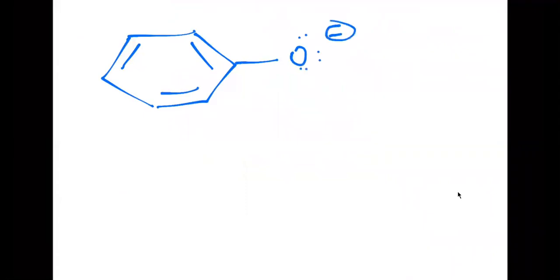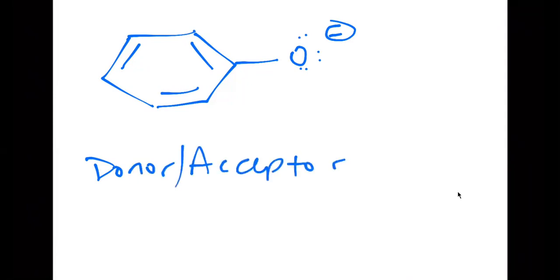What's the first thing I need to identify in order to determine if I can do resonance? Donor and acceptor. Look at that. Who was that? Miss Rollins. Nice work. So I need a donor and acceptor, and they need to be adjacent. Is that right?